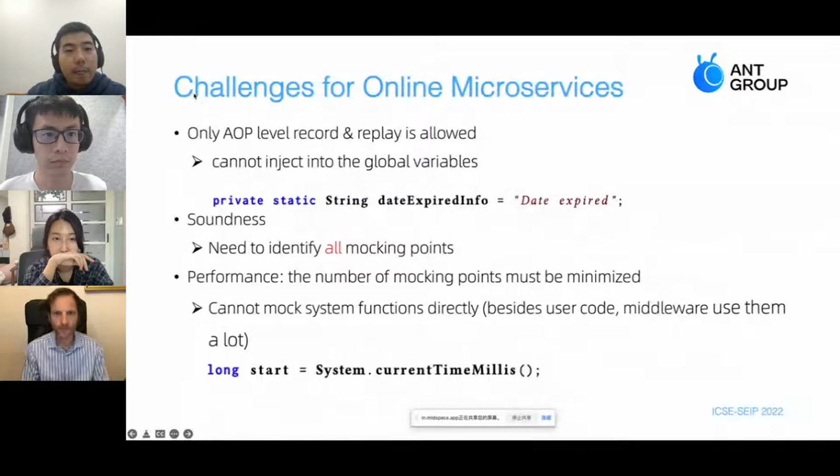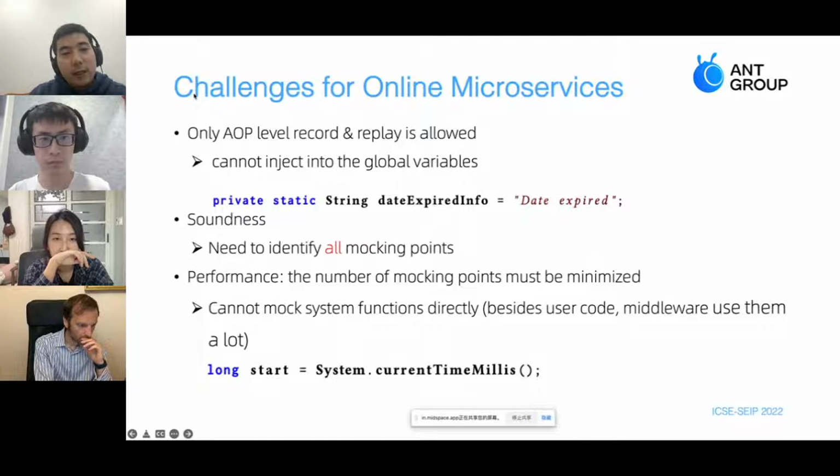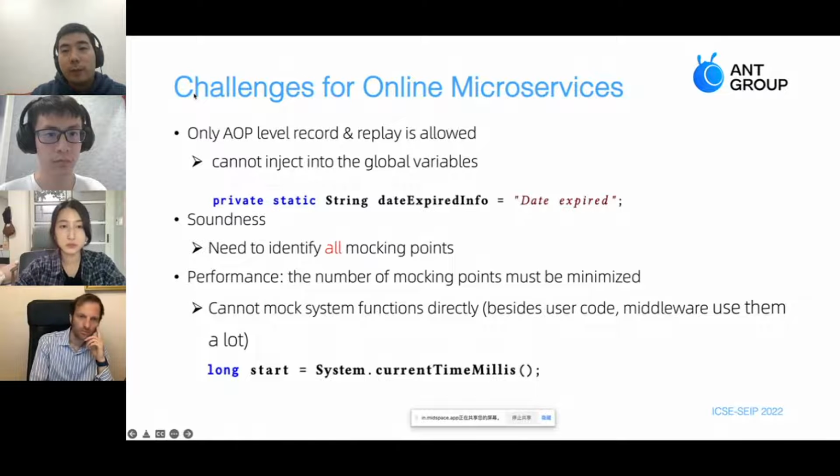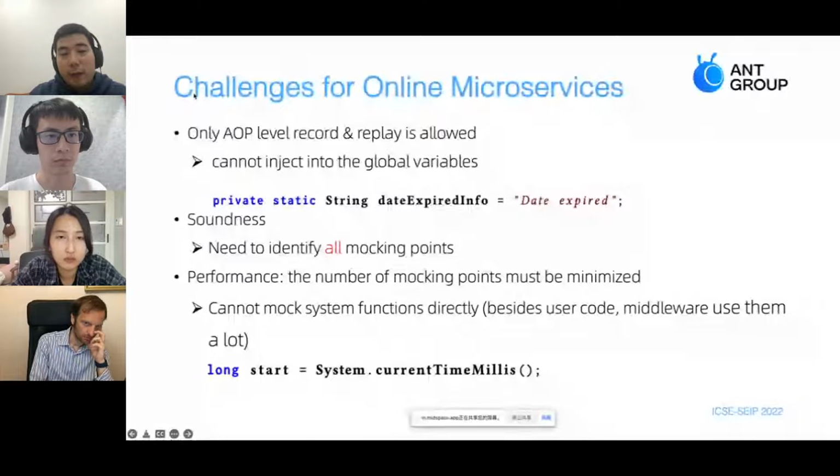So there are 3 challenges. The first is that we need to find all the mocking points. The second is that we only allow AOP level recording because we cannot do a very high level injection in the online environment. The other challenge is the performance. We should have as few mocking points as possible.